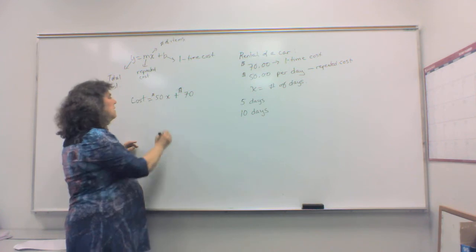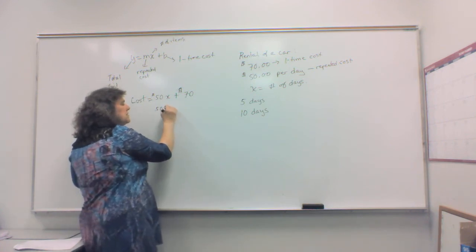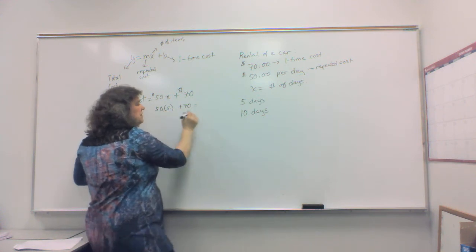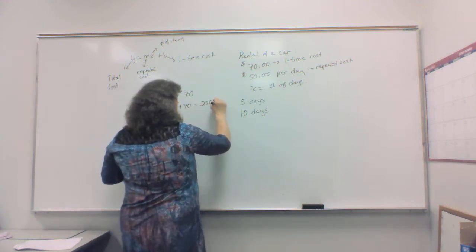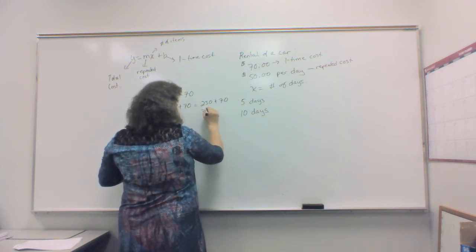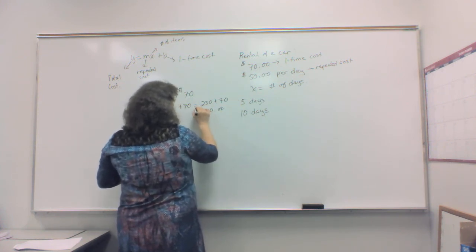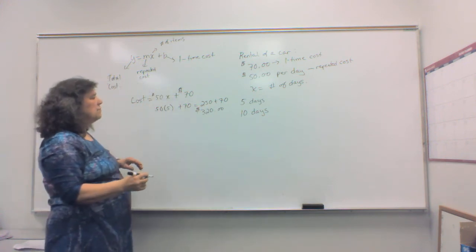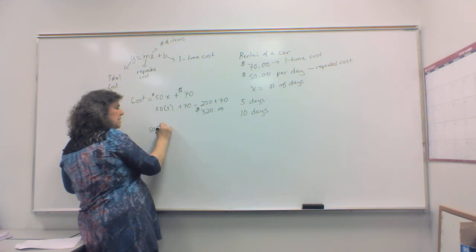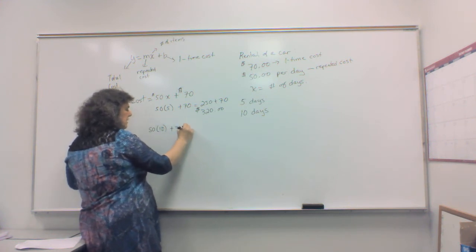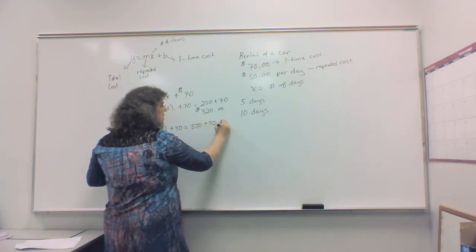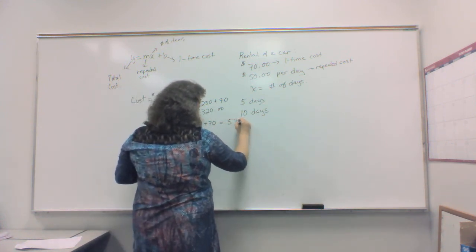Well, let's see. 50 times 5 plus 70. Well, that's 250 plus 70 is going to be $320. Okay, how much will it cost if I rent it for 10 days? Well, 50 times 10 plus 70 is going to be 500 plus 70 is equal to $570.